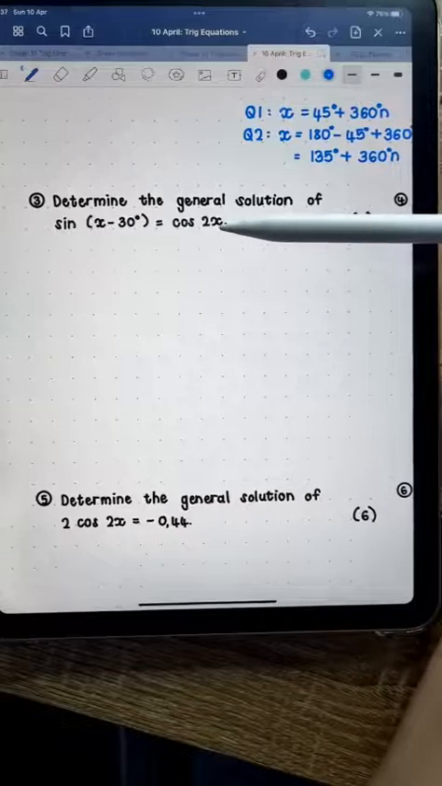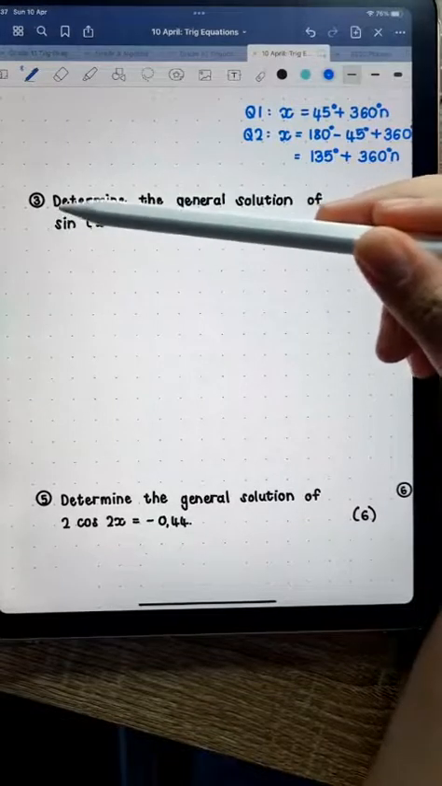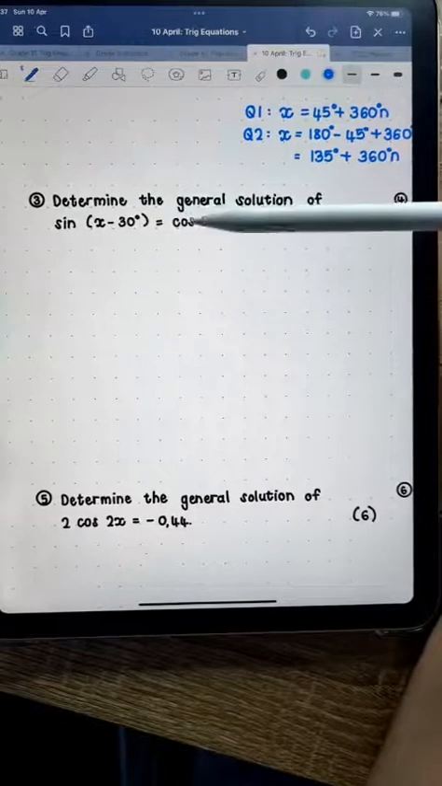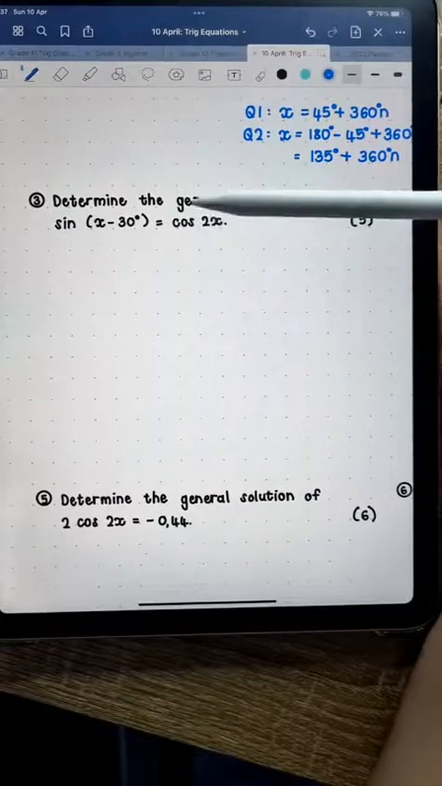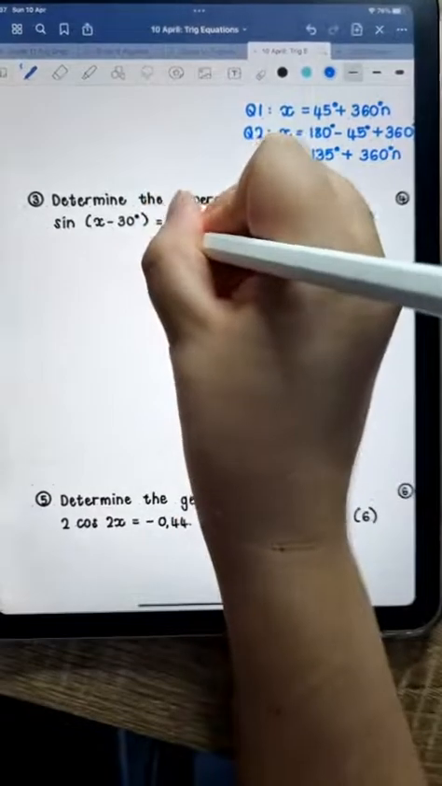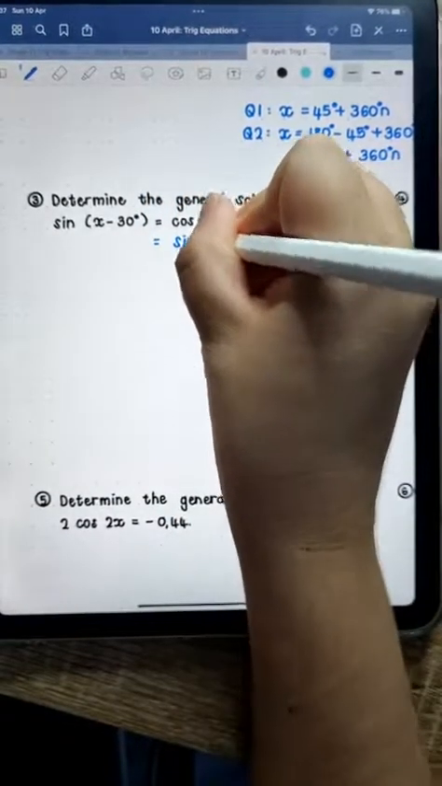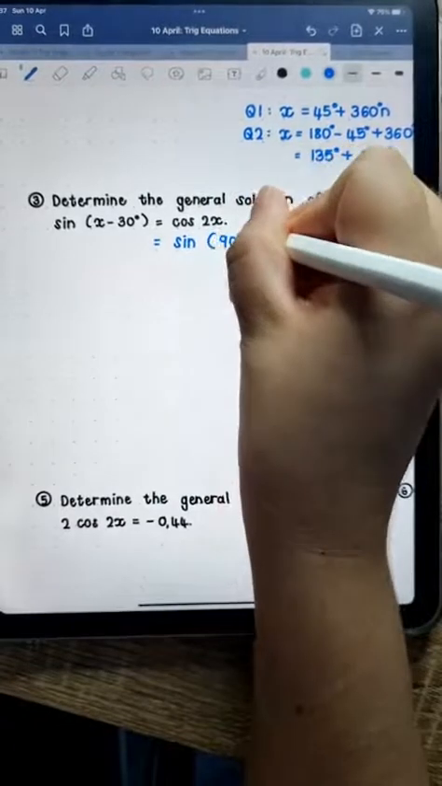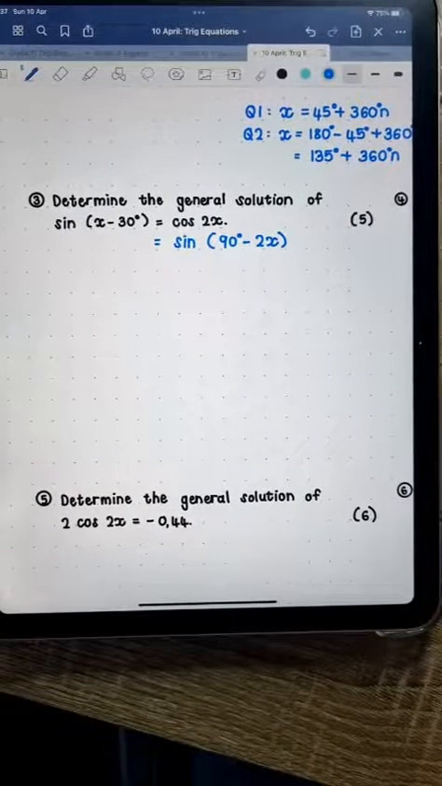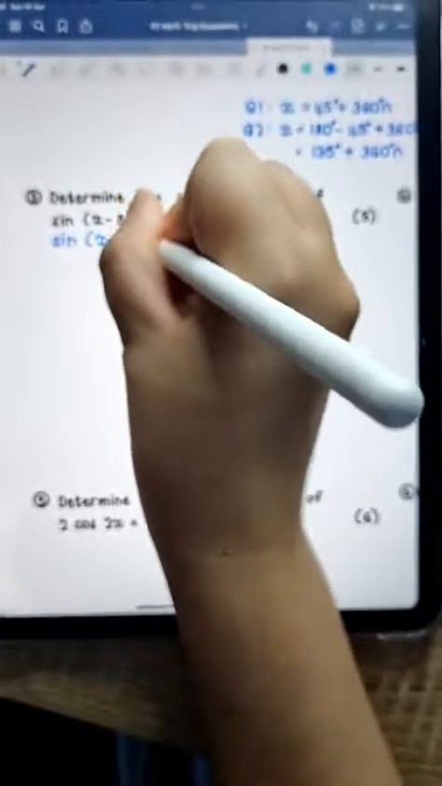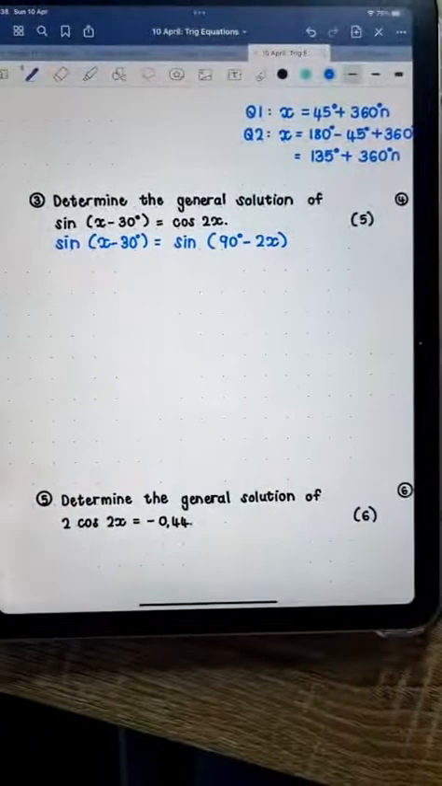So someone's saying change sine into cos. I'm actually going to change cos into sine just because that would be the easier one. Mukelo, yes, you are going to use co-ratios here. So this cos of 2x, I'm going to change into sine of 90 minus 2x, and that is the key to this type of question. Let me just rewrite this. So we have sine of x minus 30 equal to sine of 90 minus 2x.